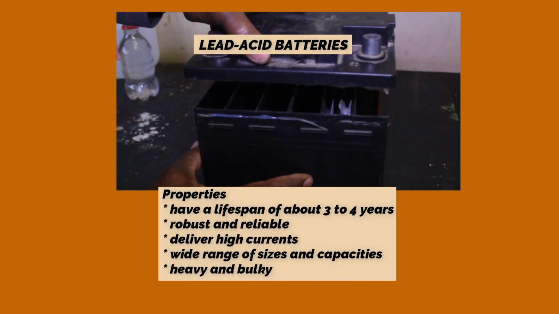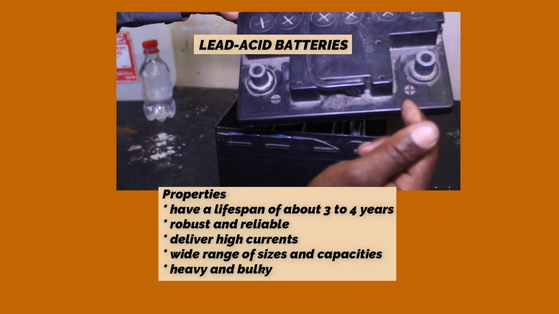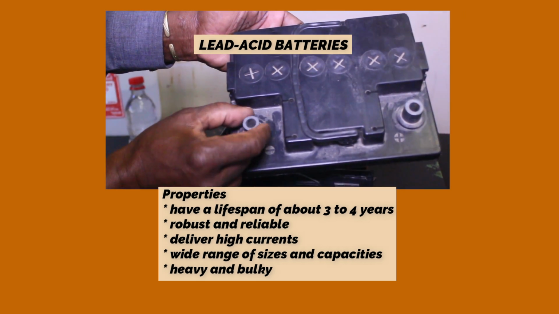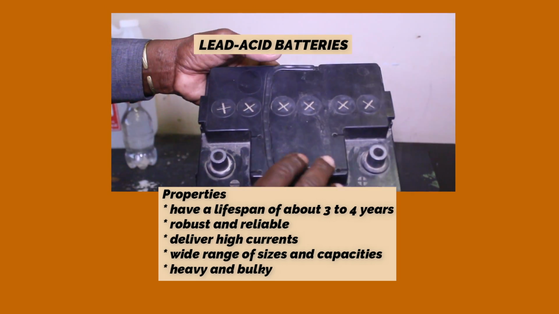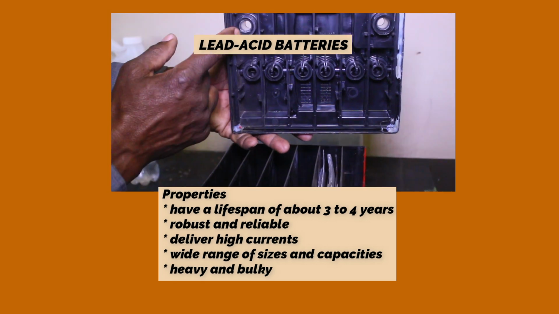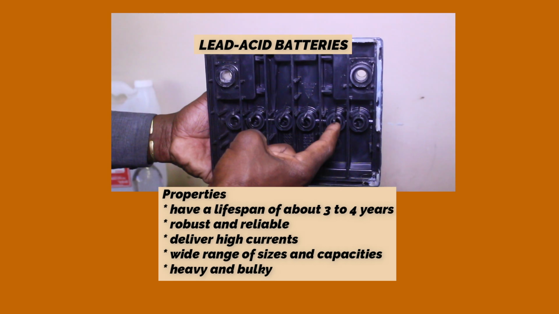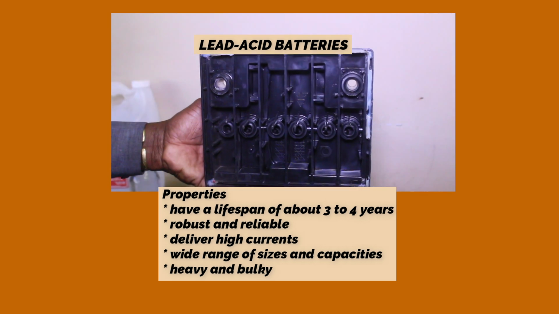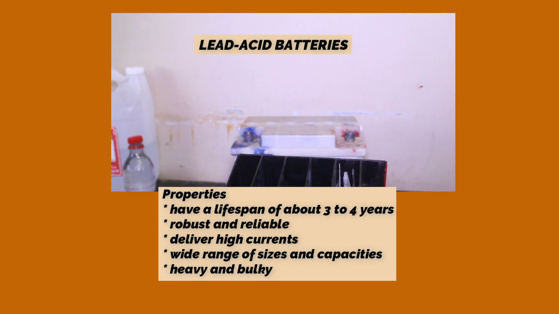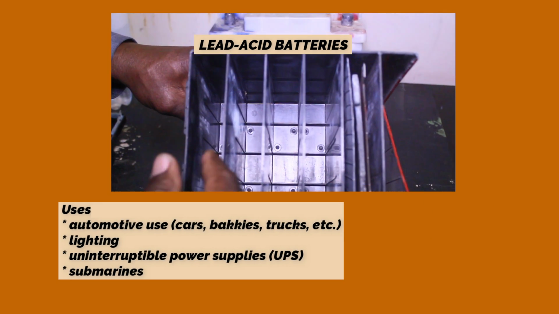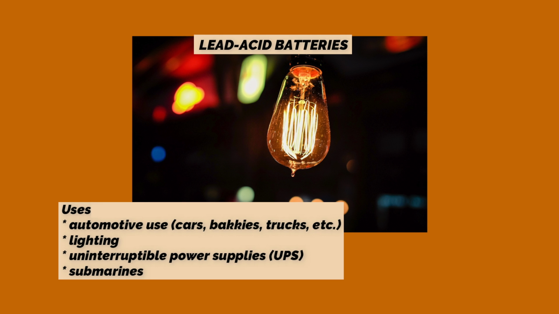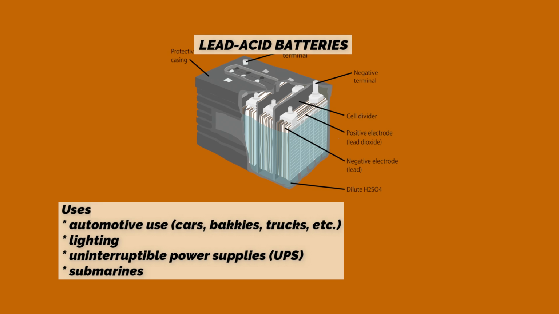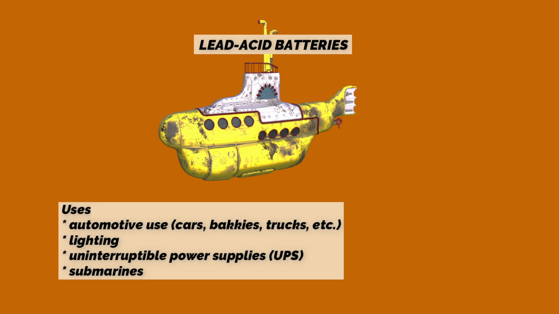The composition of the different types of cells and batteries. Battery type, lead acid. Properties: 1. Have a lifespan of about 3 to 4 years. 2. Robust and reliable. 3. Deliver high currents. 4. Wide range of sizes and capacities. 5. Heavy and bulky. Uses: 1. Automotive use, cars, buggies, trucks, etc. 2. Lighting. 3. Uninterruptible power supplies, UPS. 5. Submarines.